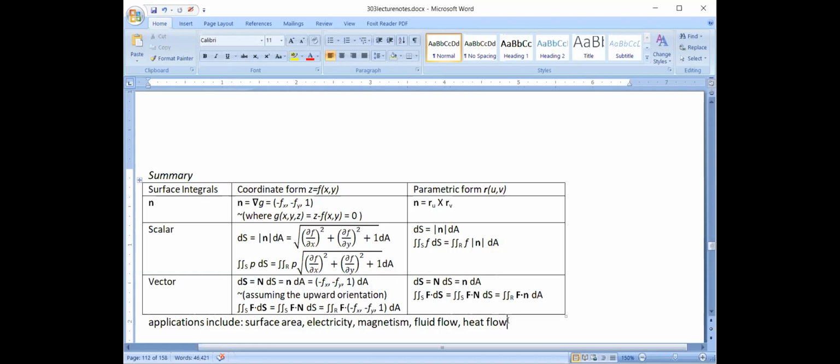Applications, plenty of applications: surface area, electricity, magnetism, fluid flow, heat flow, and other things as well. But here's the quick summary of all the formulas. And of course, the applications with all the details, and step-by-step how to do it, are things that we've just talked about.